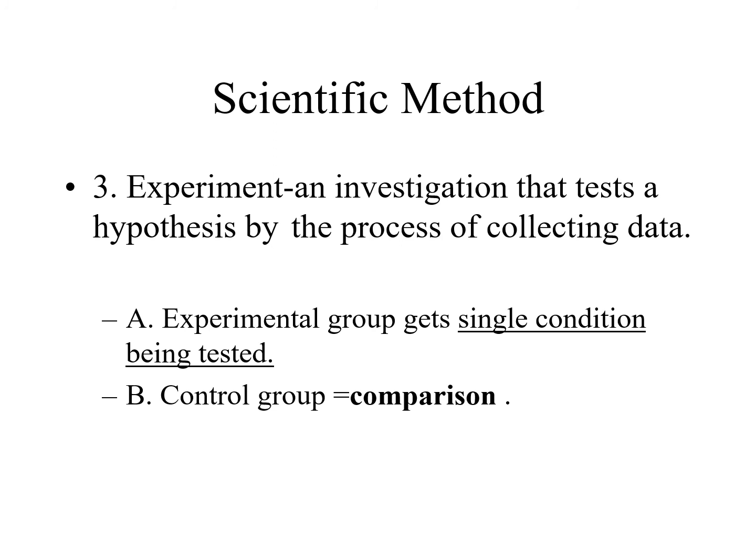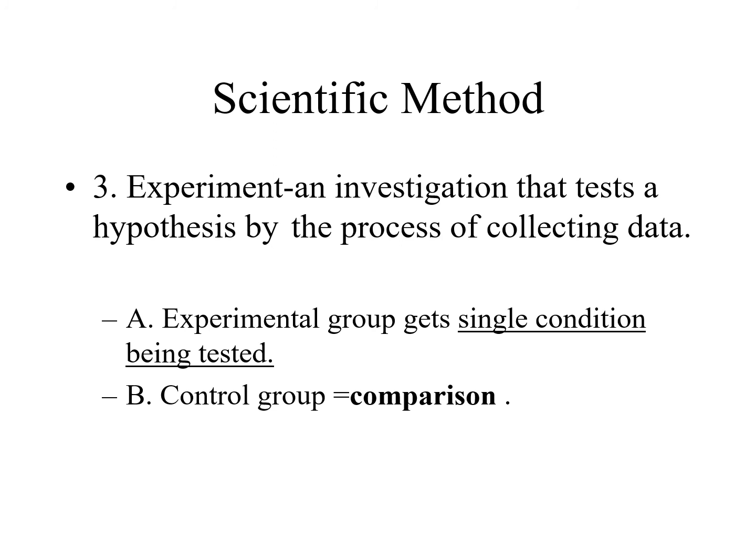Now, in order to do an experiment, you have to have two parts. You have to have a control group and you have to have an experimental group. The control group is the group you use for comparison. It's the group you leave alone. The experimental group is the group that gets what we call the independent variable.